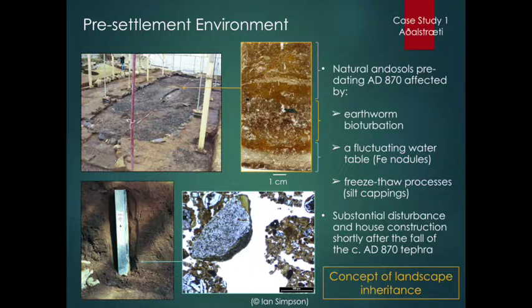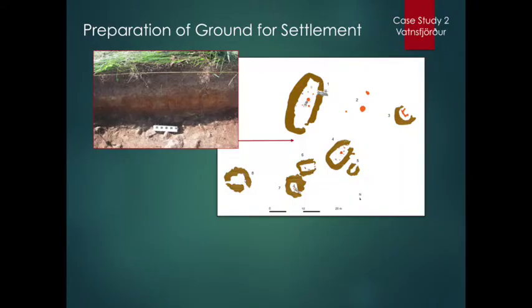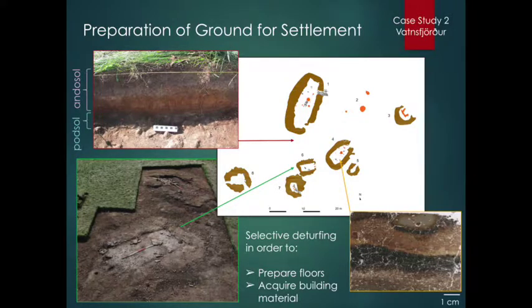Very often we see that the ground is being prepared for settlement. So this is the site of Vatnsfjörður in the northwest of Iceland, where I've been excavating. This is the plan of the site. And when you look at the sections around the site, you can see the sequence of natural soils. And what's really remarkable about the site is that they change. Previous to the settlement of the site, the soils that developed there were podsols. After the settlement of the site, the soils that accumulated were andosols, which are windblown soils, and they're more typical for the rest of Iceland.